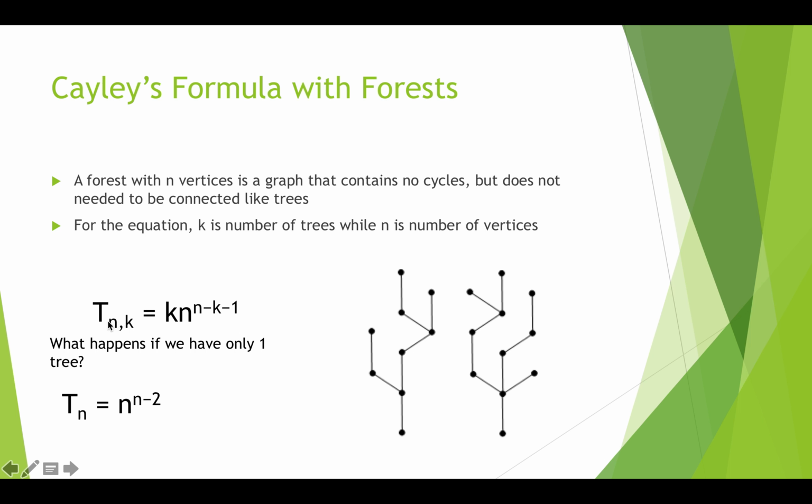So we have this formula here: T n k. In this case, k is the number of trees that we have, while n is the number of vertices, so it's k times n to the n minus k minus 1. If you plug in 1, assuming you have only one tree, you will notice it simplifies down to n to the n minus 2.